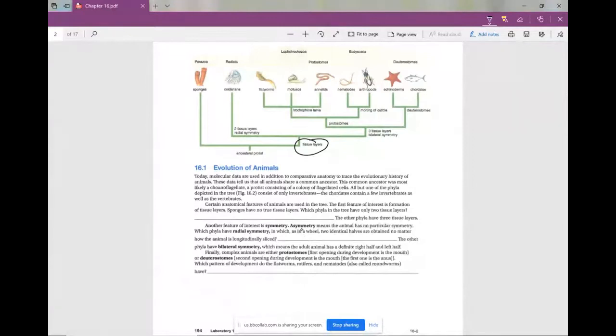Which phyla have only 2 tissue layers? And that would be the cnidarians. And then another feature of interest is symmetry. Asymmetry means that the animal... okay, which phyla has radial symmetry? And that's again Cnidaria. The others have bilateral symmetry.